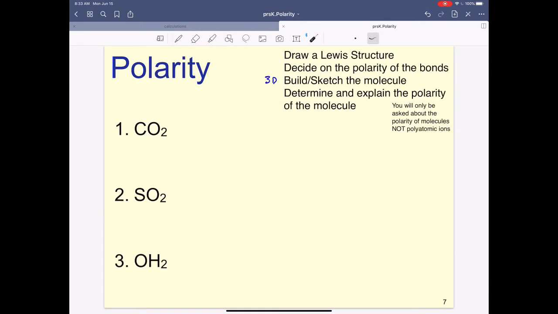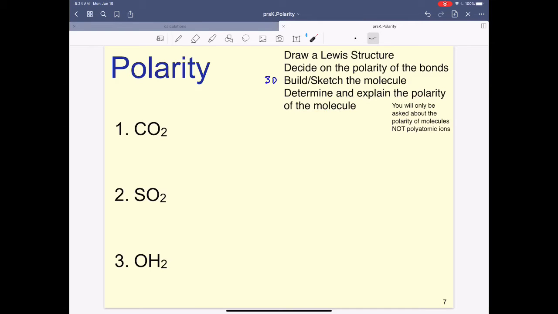So let's take a look at some molecules. The first and most important thing is that we need to start with a Lewis structure. So being able to draw effective Lewis structures for these molecules is important. Then we can decide on the polarity of the bonds. We can say right now, since oxygen is second only to fluorine, that these bonds are all going to be polar. Next, we need to think about the 3D shape of the molecule, and paying close attention to that 3D shape, then we can explain and determine the polarity of the molecule.